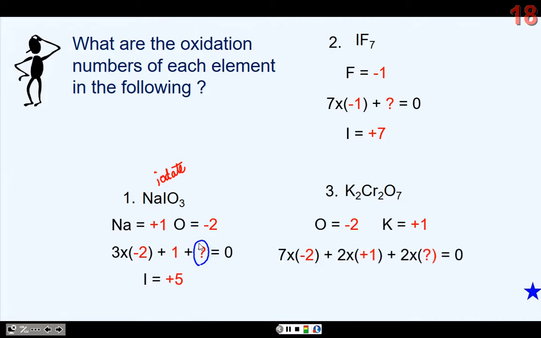So 7 of the oxygens together makes -14 total charges. 2 times the +1 is +2. And 2 times something else has to make it all add up to 0. And so the remaining portion is what is left for the chromium, for 2 chromiums. And so it looks to me like it should be 12 divided by 2, or 6, for the chromium in this particular compound.